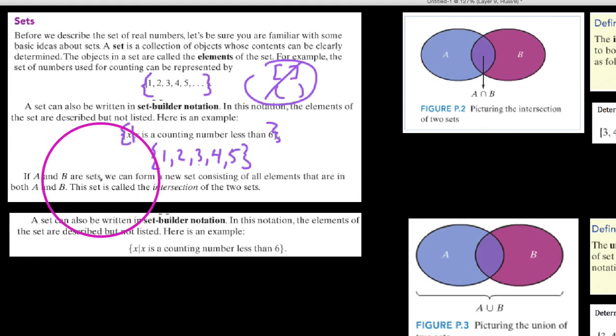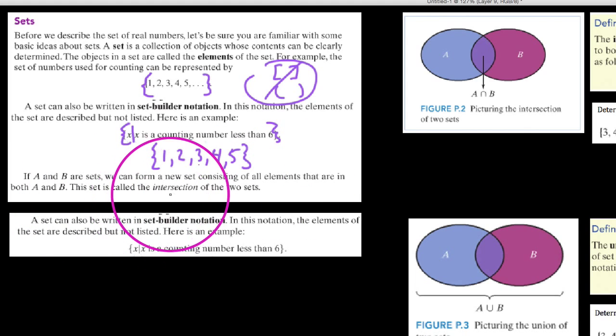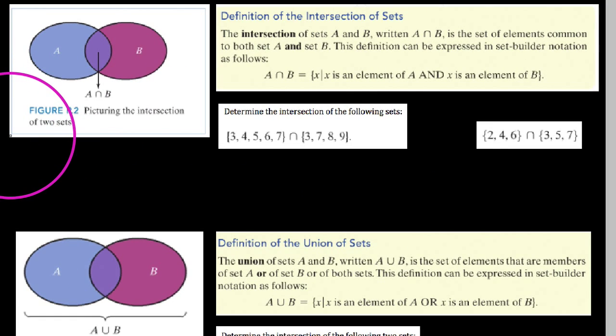So if A and B are sets, we can form a new set consisting of all elements that are in both A and B. And we're going to refer to this as the intersection of the two sets. As a matter of fact, the intersection of two sets is the first place we're going to stop, and it is exactly what we kind of mean it is.